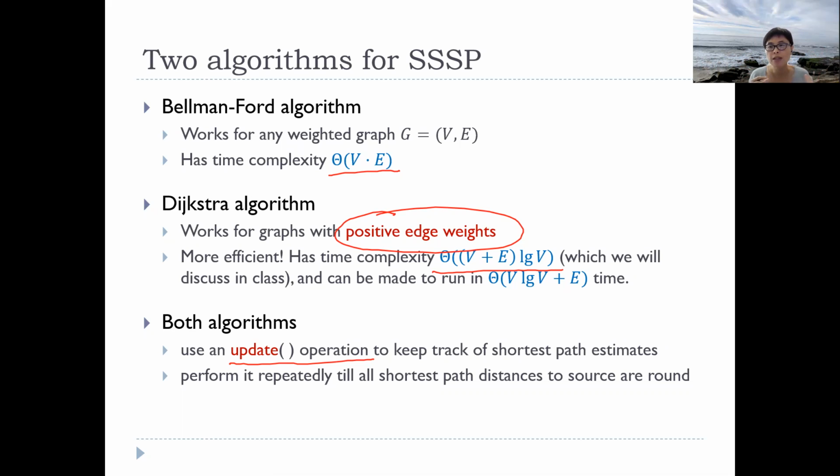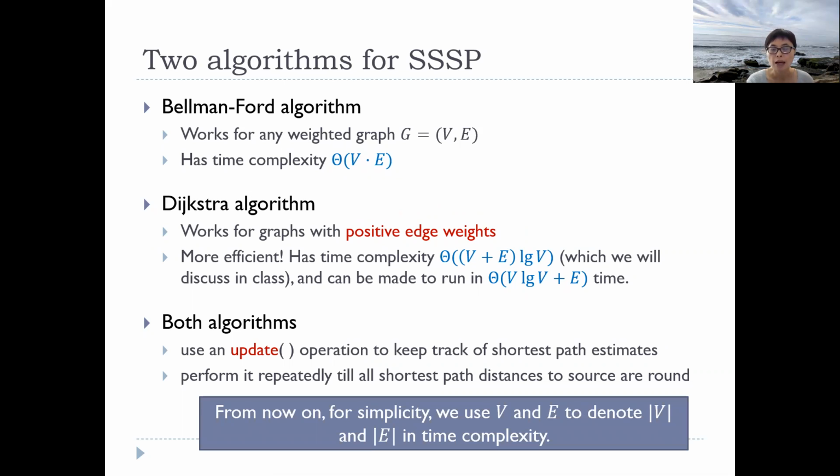Both algorithms will repeatedly perform this update operation, repeatedly try to see whether I can find a better, shorter path to go from the source to a specific node, till we cannot anymore. What differs is the order in which they perform this update operation. Now let's first talk about this update operation. From now on, for simplicity, I'm going to just use V and E to represent the cardinality of V and E in time complexity. Otherwise, it becomes very messy when I write it out.